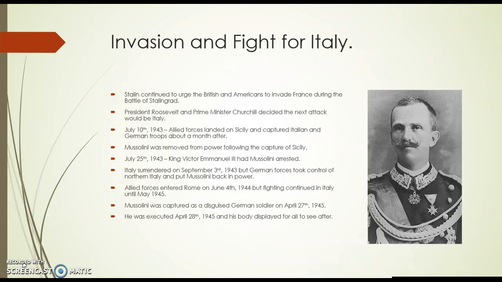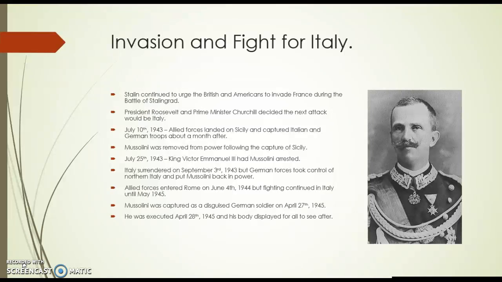So the invasion fight for Italy. Stalin continued to urge the British and American forces to invade France during the Battle of Stalingrad, but President Roosevelt and Prime Minister Churchill decided the next attack should be Italy. So on July 10th, 1943, Allied forces landed on Sicily and captured Italian and German troops about a month after. Mussolini will be removed from power following the capture of the city.